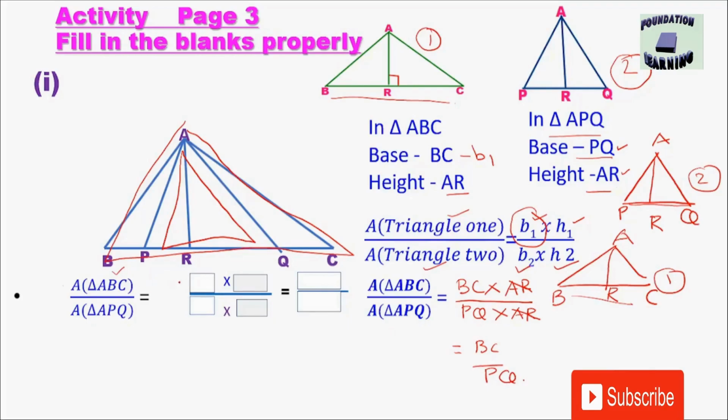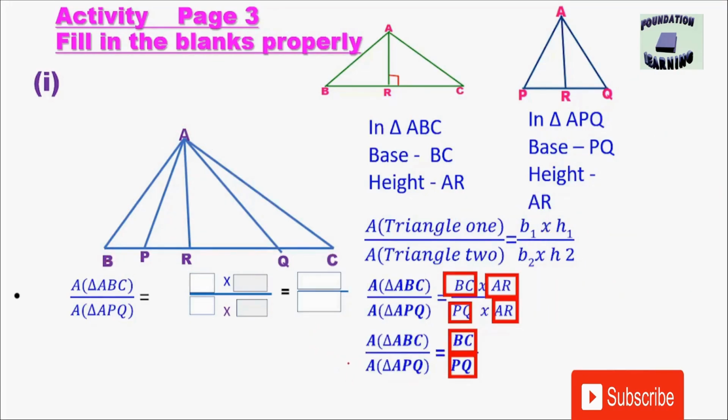So if you have tried the fill in the blanks, area of triangle ABC upon area of triangle APQ is equal to this part. We'll take this part first: BC into AR. Then the below part, that is the denominator, will be PQ into again AR. Since AR is getting cancelled, the final answer is BC upon PQ.